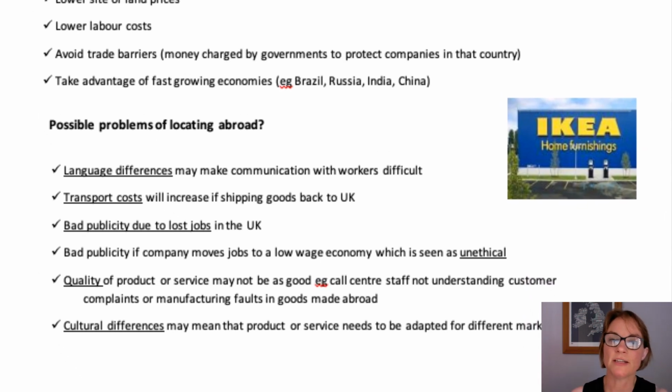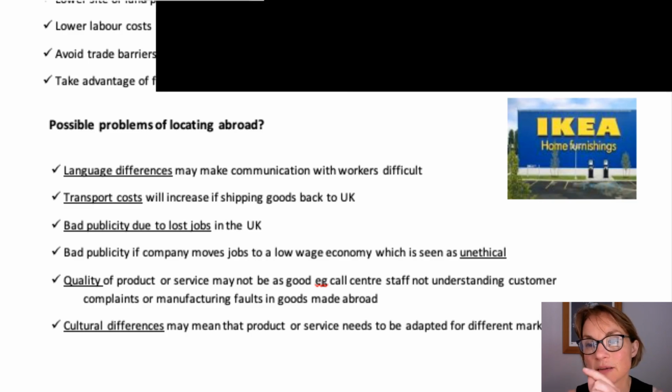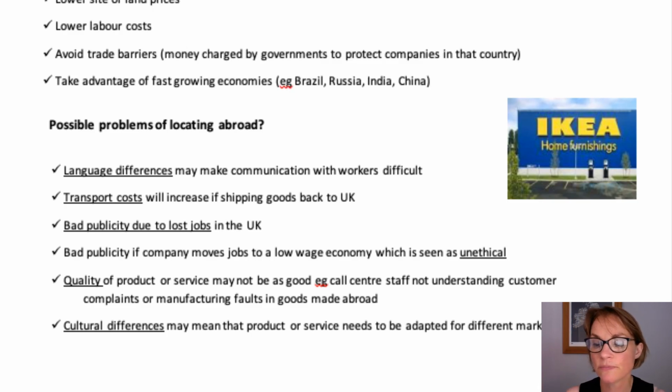What are the problems of locating abroad? Well, language difficulties might make communication with workers difficult. It might put transport costs up if you need to ship goods back to the UK. If you get a case study on this, think about where production is taking place. Don't automatically assume that if production has moved abroad, like Dyson did with his vacuum cleaners moving to Malaysia, that they're all getting shipped back to the UK. It might be that they're selling to a target market in that country where they're producing. It can give the business bad publicity because people have lost their jobs in the UK, which potentially damages the business's reputation.